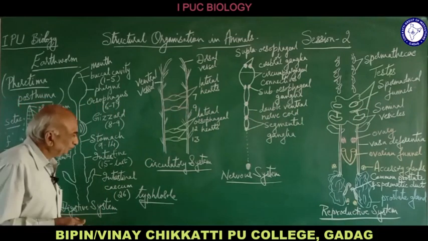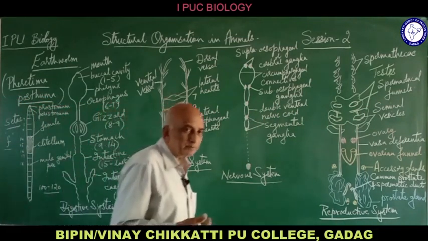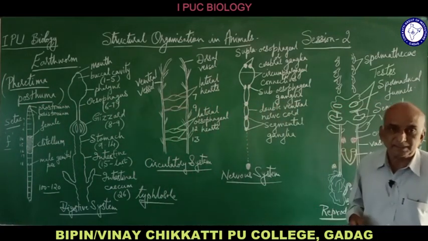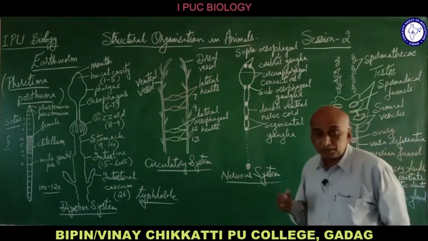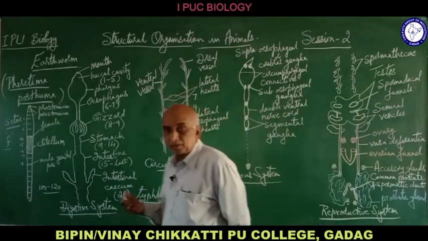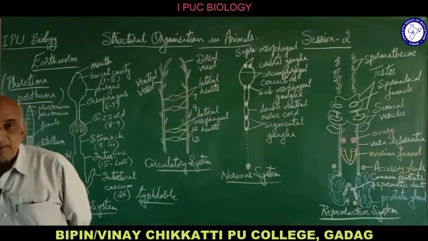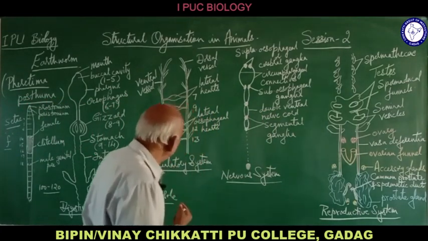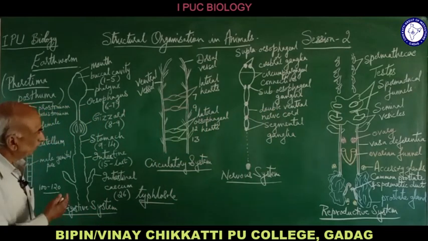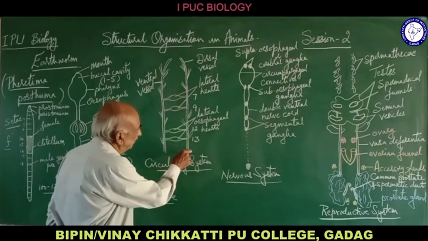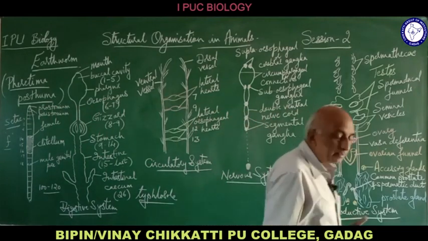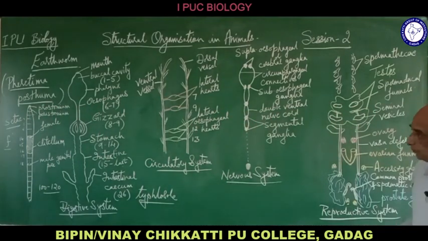But in some other types, in phylum Arthropoda and all that, there is an open type of circulatory system, where the blood is not transported in well defined vessels. But here the blood is transported in well defined vessels, that is in between the dorsal and the ventral blood vessels. That is about the circulatory system.